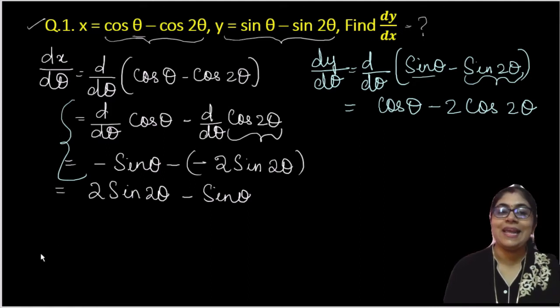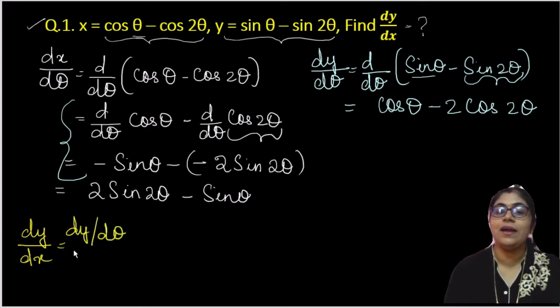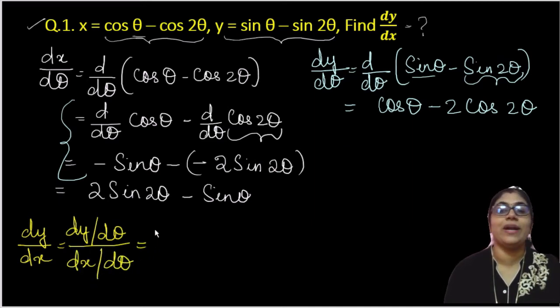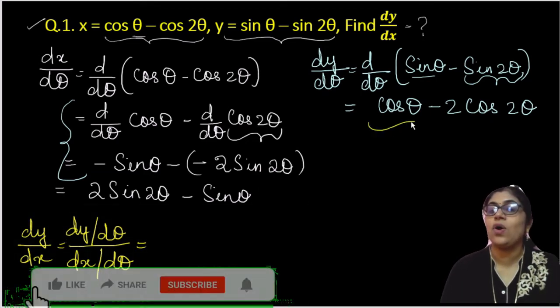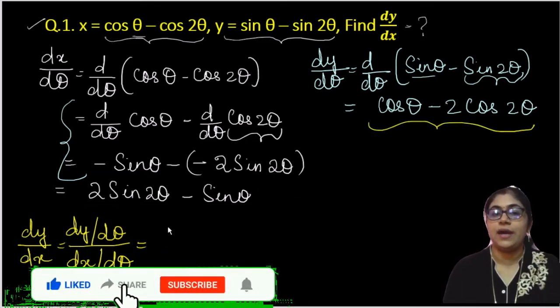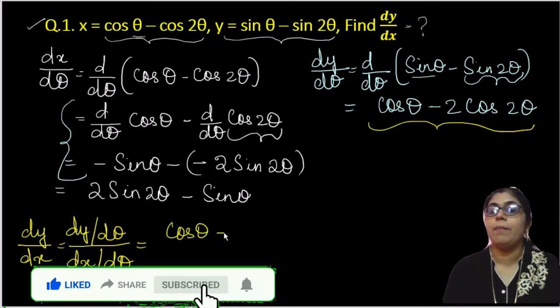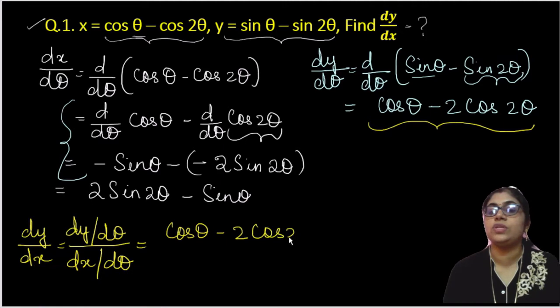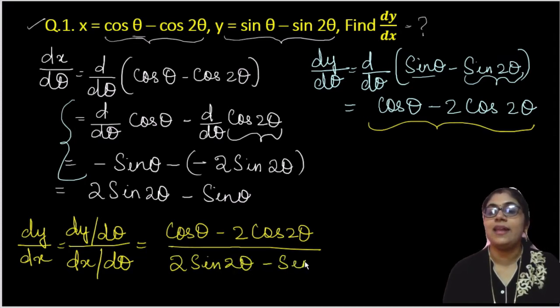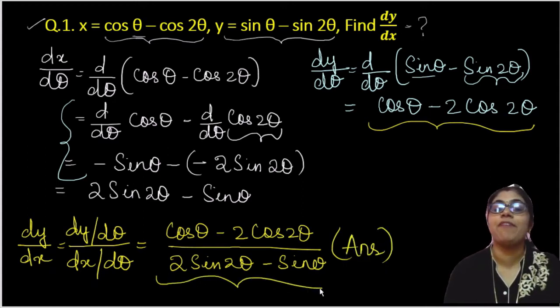So we can easily write dy/dx is equal to dy/d theta divided by dx/d theta. So this is equal to, what is dy/d theta? cos theta minus 2 cos 2 theta, divided by 2 sin 2 theta minus sin theta. So this is our answer, or you can further simplify this.